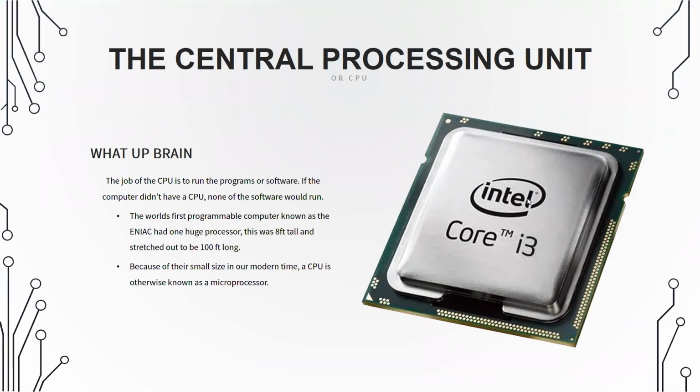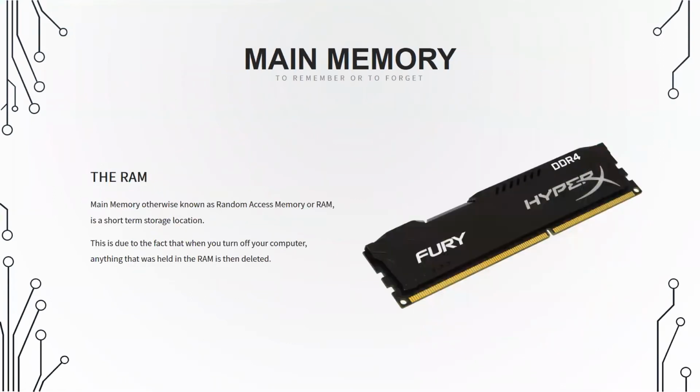But today, in our modern time, a CPU is also known as a microprocessor because of how small they are. And this definitely shows off just how much technology has transitioned over time, both in size and efficiency. Next up, we have the main memory.